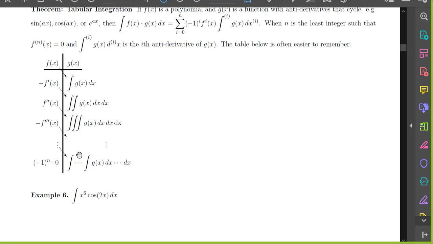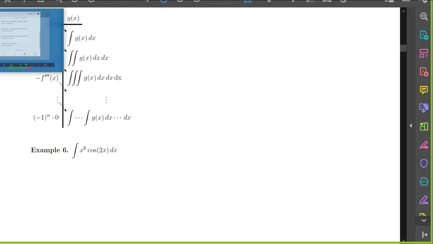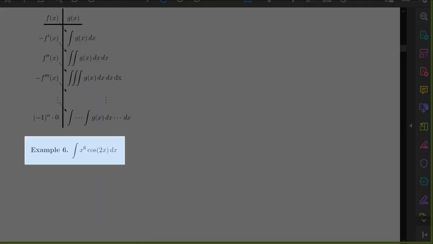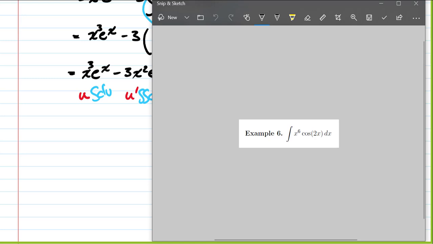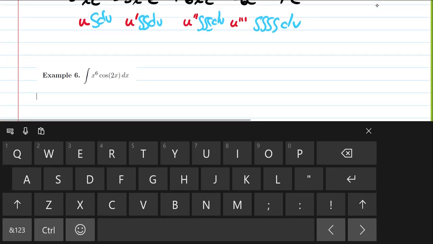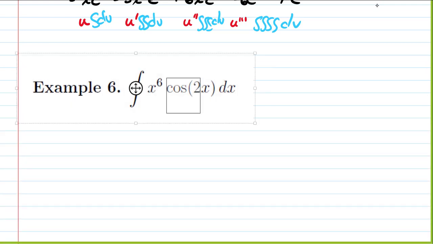I know at first glance this table isn't terribly enlightening, so let's actually write an example out and see how we can apply it. Before we do that, if I were to look at my integral x to the 6th times cosine 2x, how many times would I have to use integration by parts if I wanted to integrate this? 6 times I would have to integrate by parts, plus one more integral at the end for the one that's not by parts.